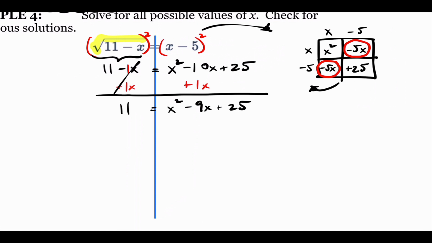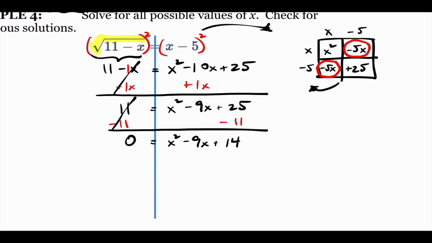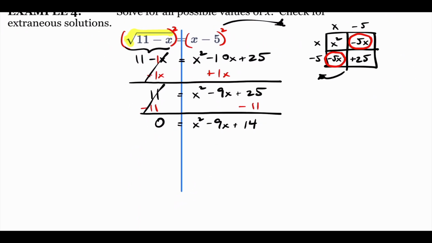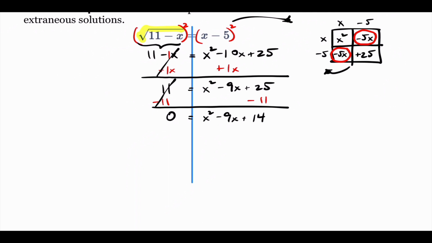Positive 11, the opposite is negative 11, so I'm going to subtract 11 from both sides here. It turned out to be a trinomial. It's already set equal to 0. Doesn't look like there's a GCF. ABC.